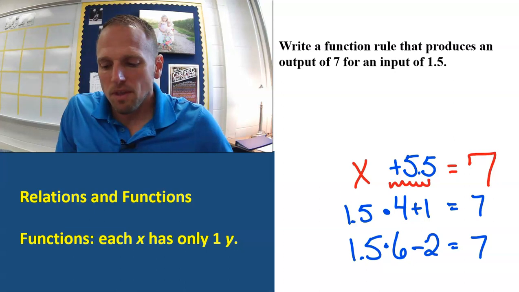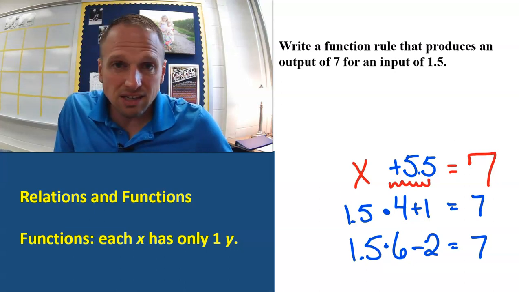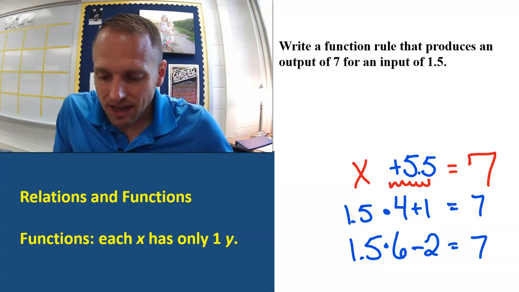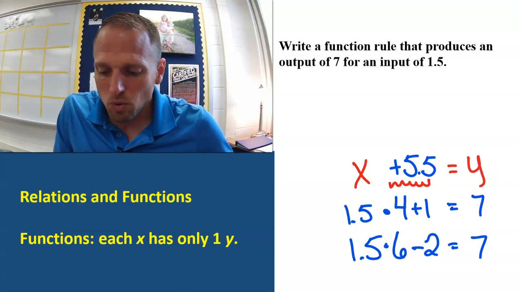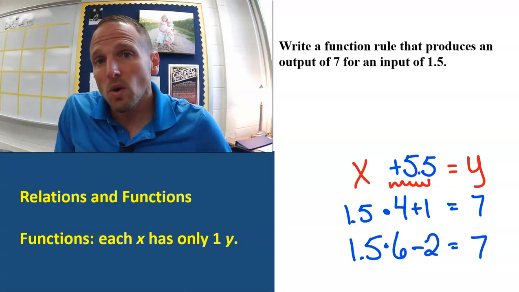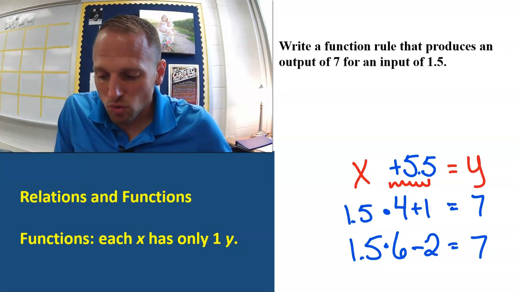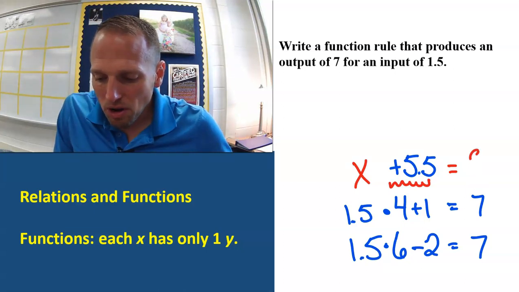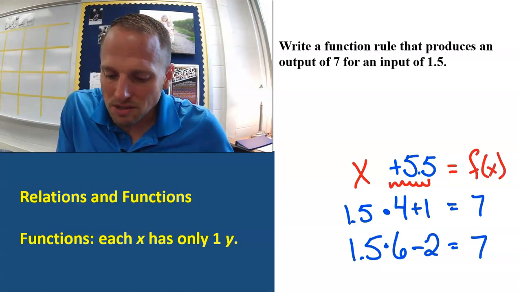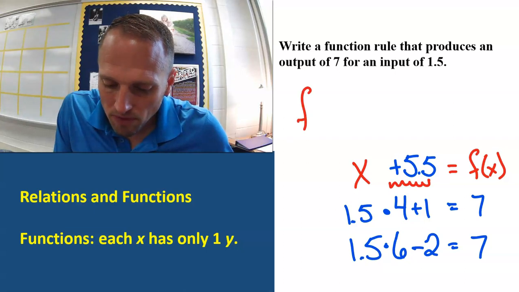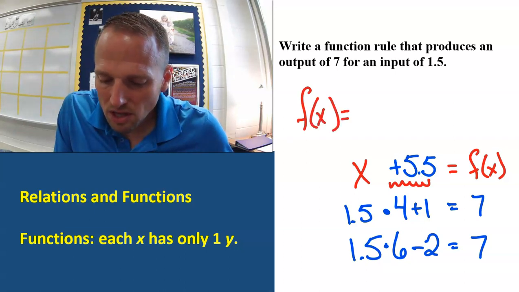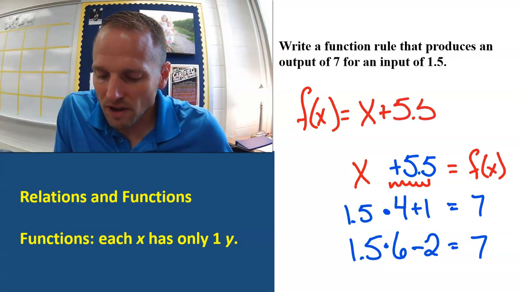And if that x happens to be 1.5, it's going to be 7. But if it's not 1.5, it's going to be something else, and we could just call that y. Or in this case, since it asks for a function rule, instead of y, we could maybe write f of x. Now let me write this final answer up here. F of x equals x plus 5.5.